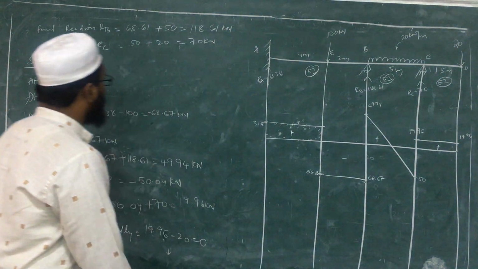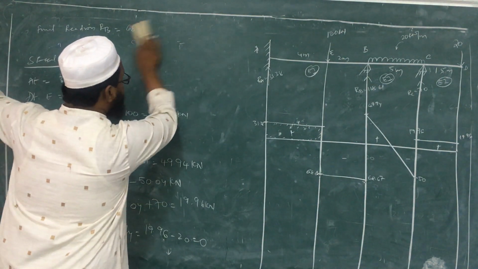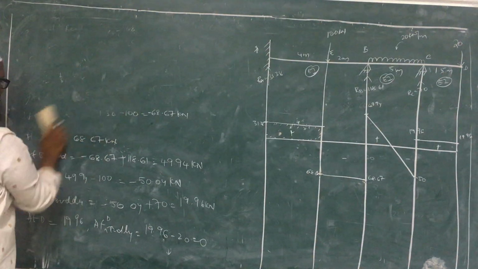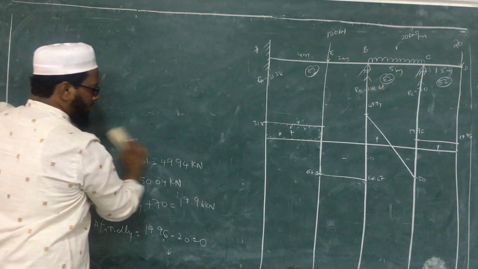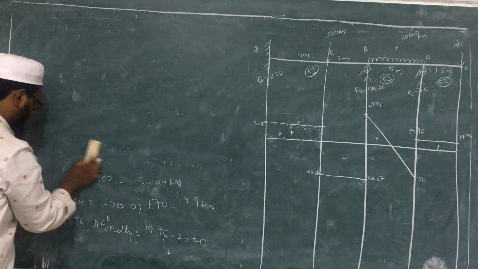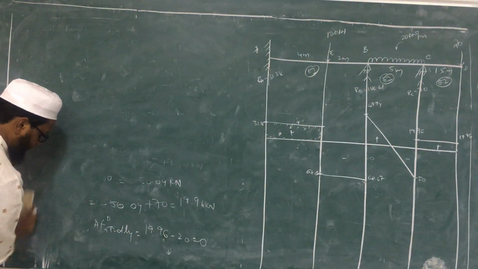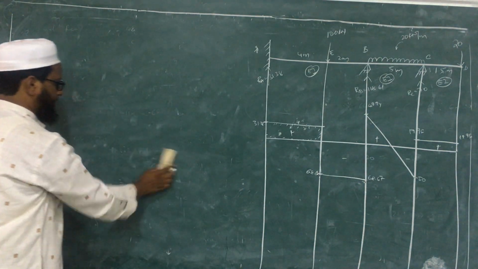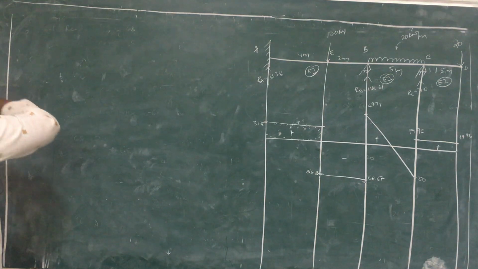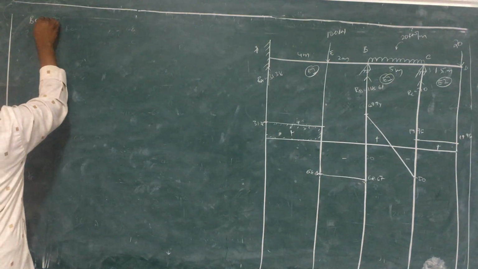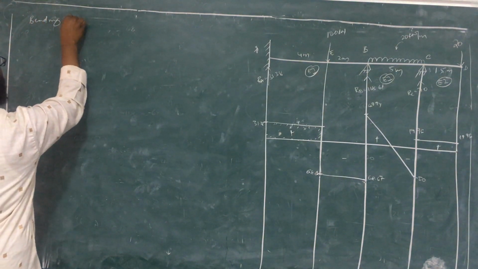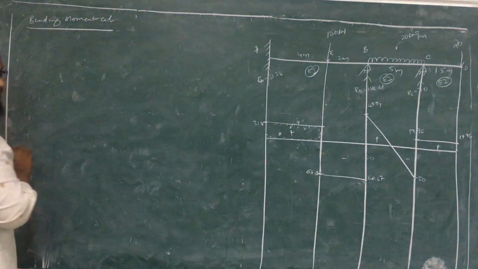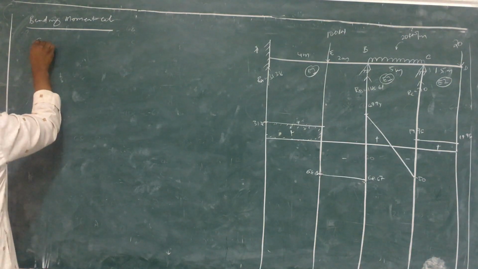Now we'll go for the calculation of bending moment. Bending moment, again, is very simple. We do not have to do a large amount of calculations in bending moment, because we have direct values for that. Bending moment calculation for span AB.